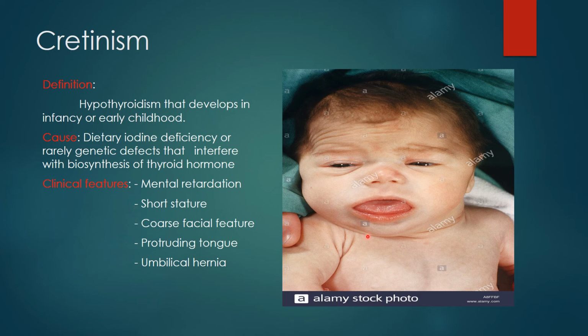They usually have short stature. They have coarse facial features. They have a protruding tongue, and they show umbilical hernia. This I will show you in the next slide. These kids are mentally retarded because of impaired development of the central nervous system. They have short stature, coarse facial features, a protruding tongue, and umbilical hernia.